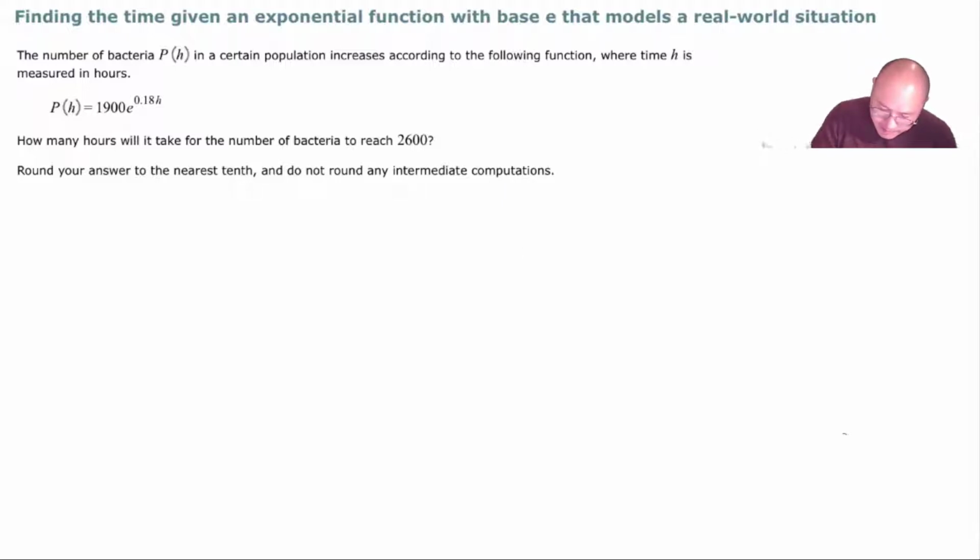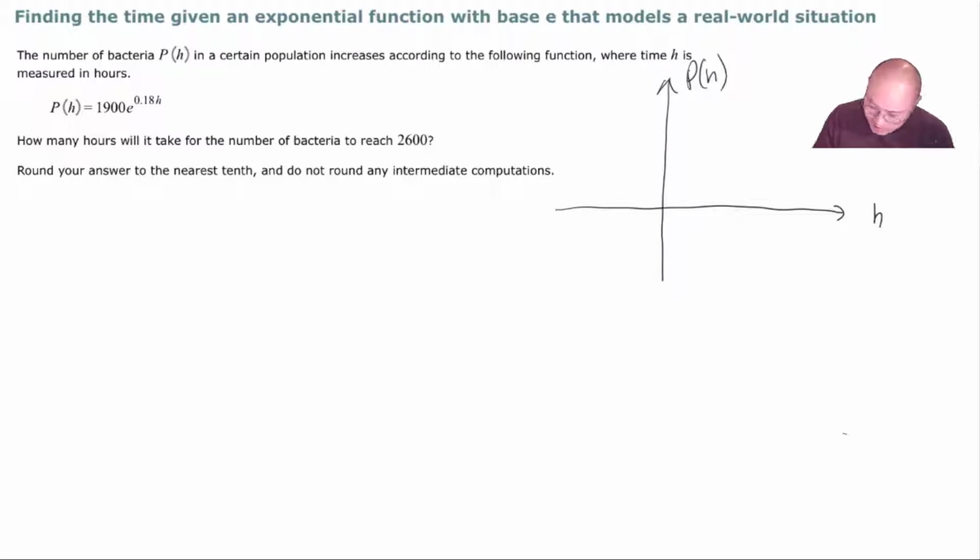You can easily see that when H is 0, so here's H, here's the P of H axis. And when H is 0, we know that this is already at 1,900. And now we do know it's exponential growth. So we're going to draw a dotted line on quadrant 2, but then it becomes a solid line in quadrant 1. The question that we want to answer, I should say, is when do we reach 2,600?